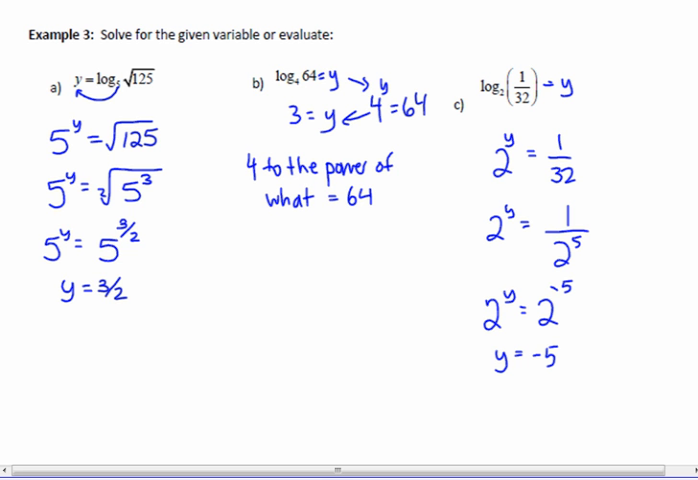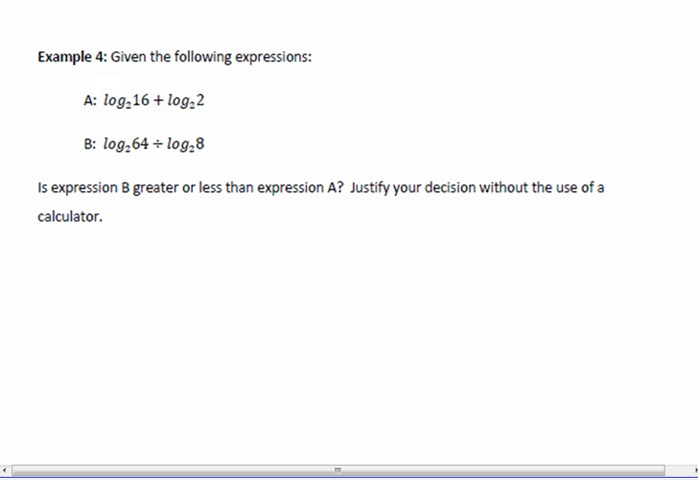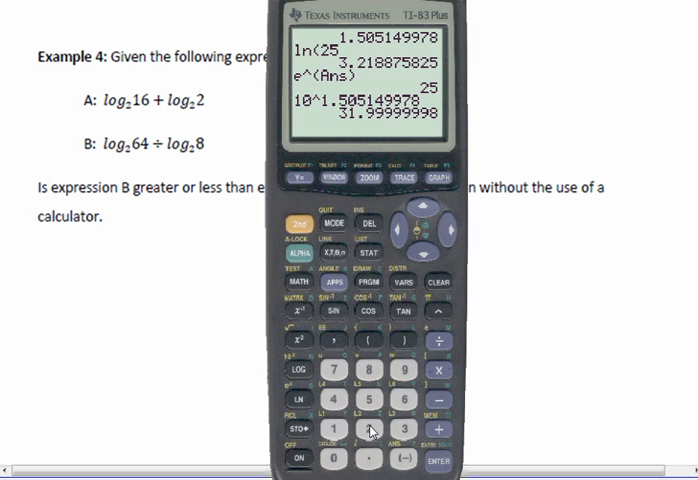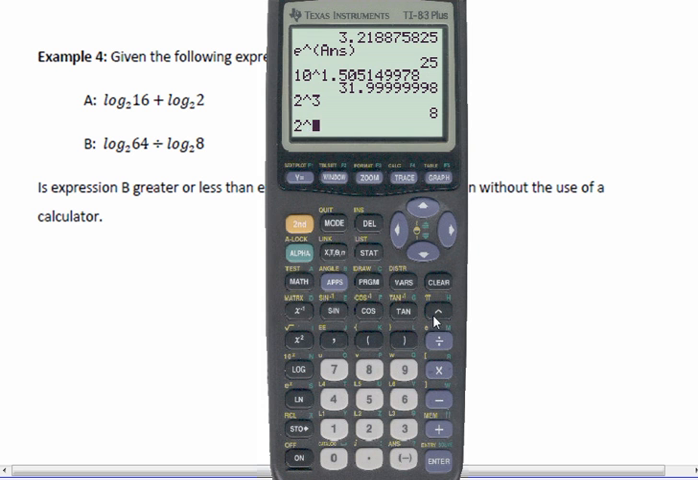So really the focus of this lesson is practicing changing from logs to exponents and exponents to logs. That's what we're really practicing. Okay, given the following two expressions, we want to find which one's greater. So let's start with this guy. Example 4. 2 to the power of what equals 16? So grab your calculators. We can go, okay, is it 2 cubed? No. Is it 2 to the 4? Yeah. So what is this equal to?